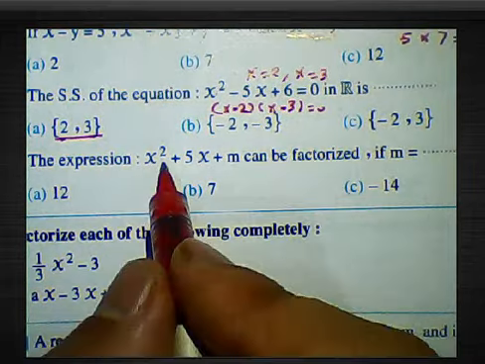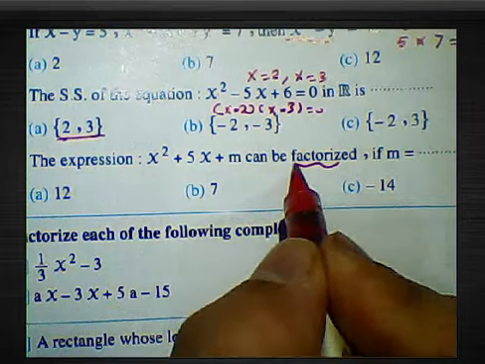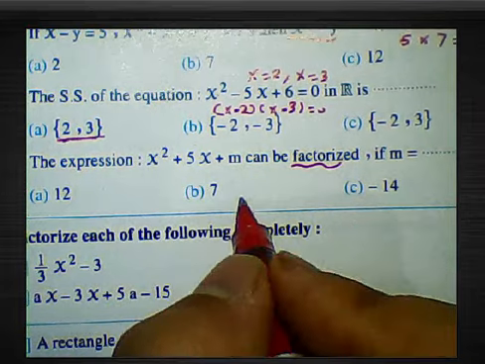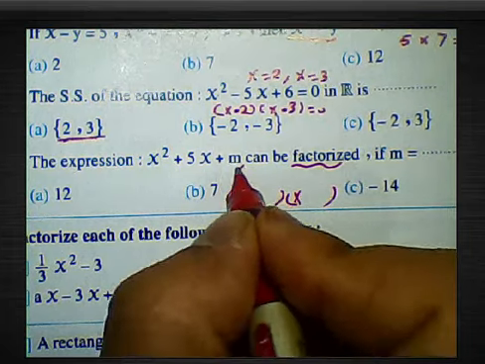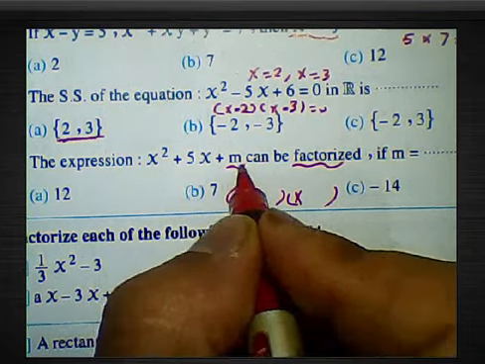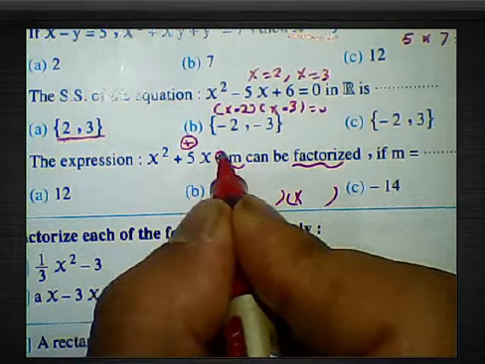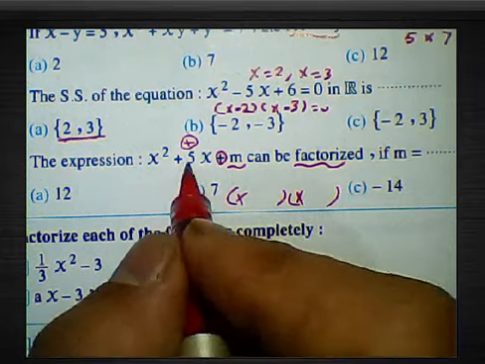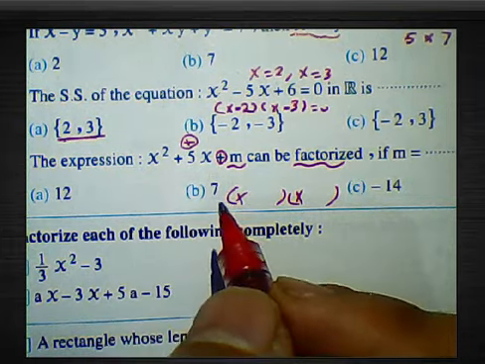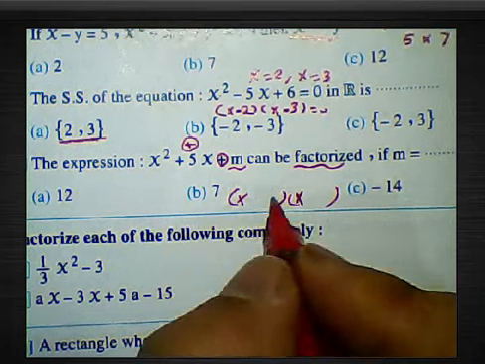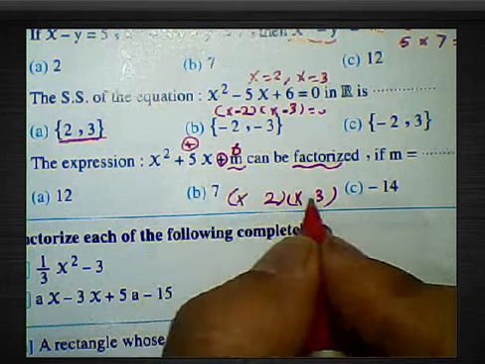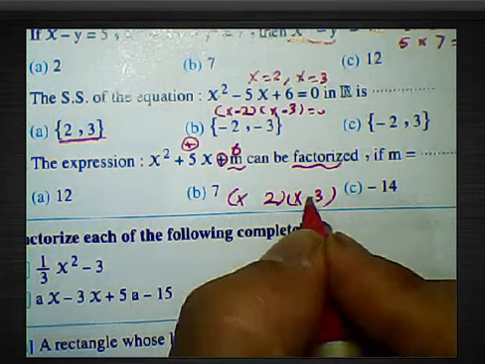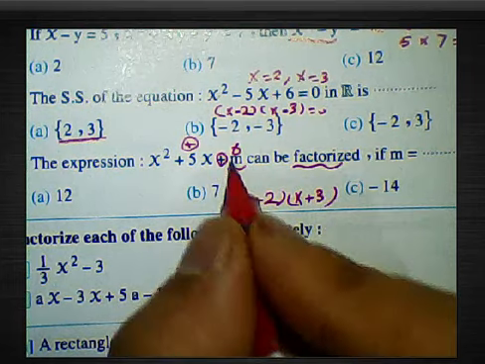The expression x power 2 plus 5x plus m can be factorized if m equals something. We can factorize it here: x multiplied by x. We want two factors whose product is m, and if we add them the result will be 5, such as 2 and 3, or 4 and 1, as you like. You can write 2 and 3 because 2 times 3 equals 6, and if we add them it will be 5. So m will be 6.